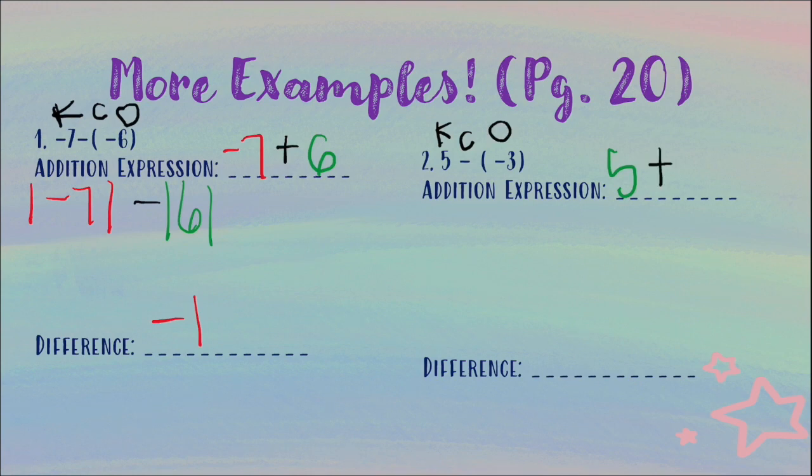Then we're going to use the opposite of our second number. The opposite of negative 3 is, you guessed it, positive 3. So now our new addition expression is 5 plus 3.